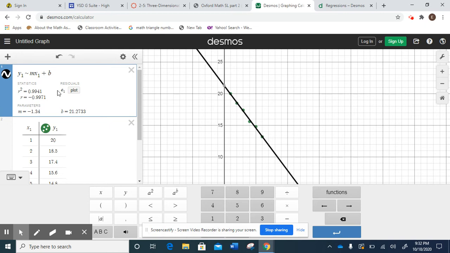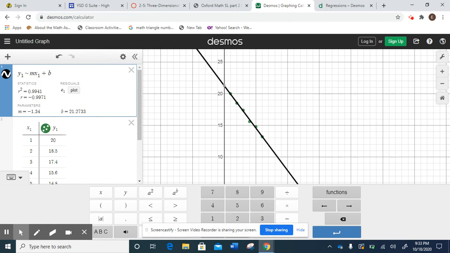So what we have here, it already gave us some stats. It drew the line on there for us, and then it also gave us the slope and the y-intercept. So that's going to be the line that the graph is asking for. And that's pretty much it. So that is the line of best fit, and we don't have to worry about eyeballing it.